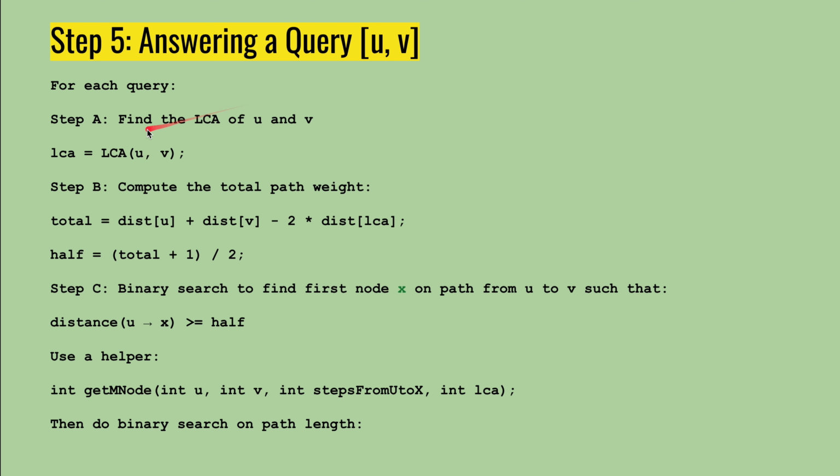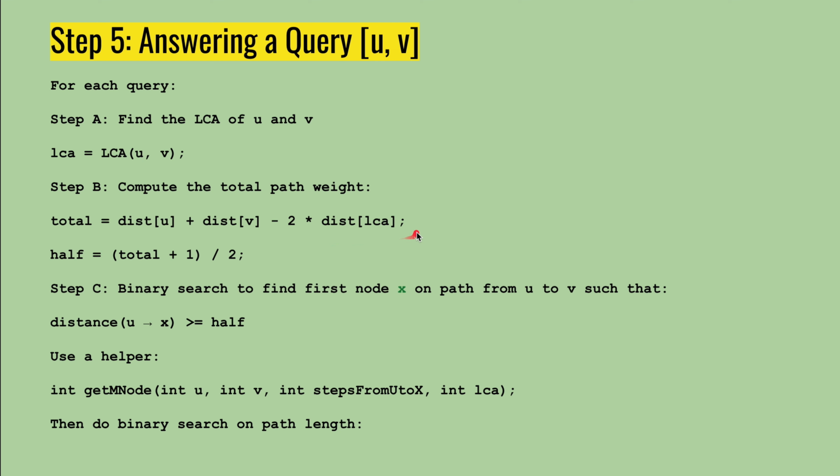So for each query, first of all, we'll find the LCA of U and V. LCA will take two nodes, U and V, right? Then in step 2, we'll compute the total path. How will we find the total path? We will use total equal to distance at U plus distance at V, and then minus 2 times distance at LCA, right?